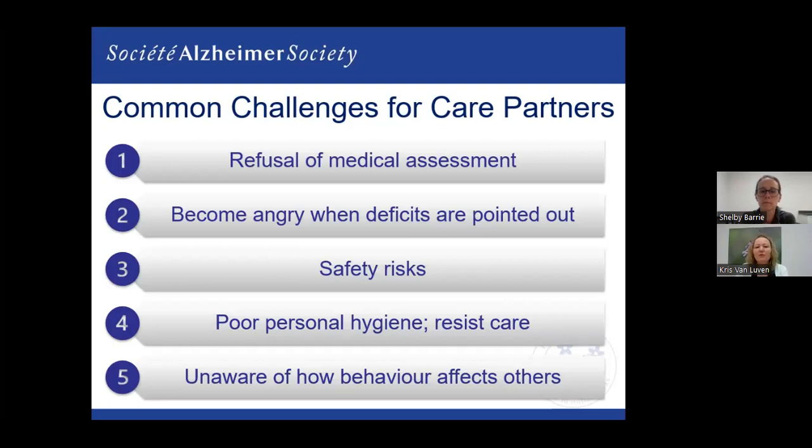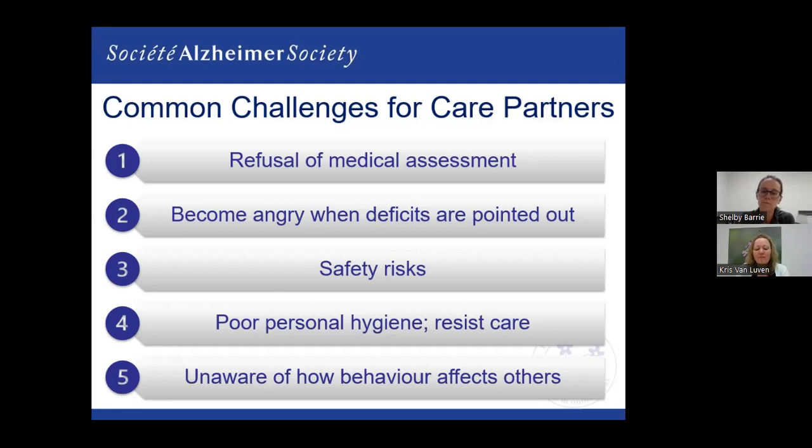The first one is refusal of medical assessment. So the person with dementia might not notice some of the physical or cognitive issues that require medical assessment or intervention. So they might refuse to go see the doctor. They might refuse to go to the clinic. They also might refuse to take medications or participate in therapies like physiotherapy or occupational therapy because they think that they don't need it. And the person's not intentionally trying to be difficult here. Their brain is telling them that they're fine, so they believe it, just as we believe the information that our brains are giving to us.